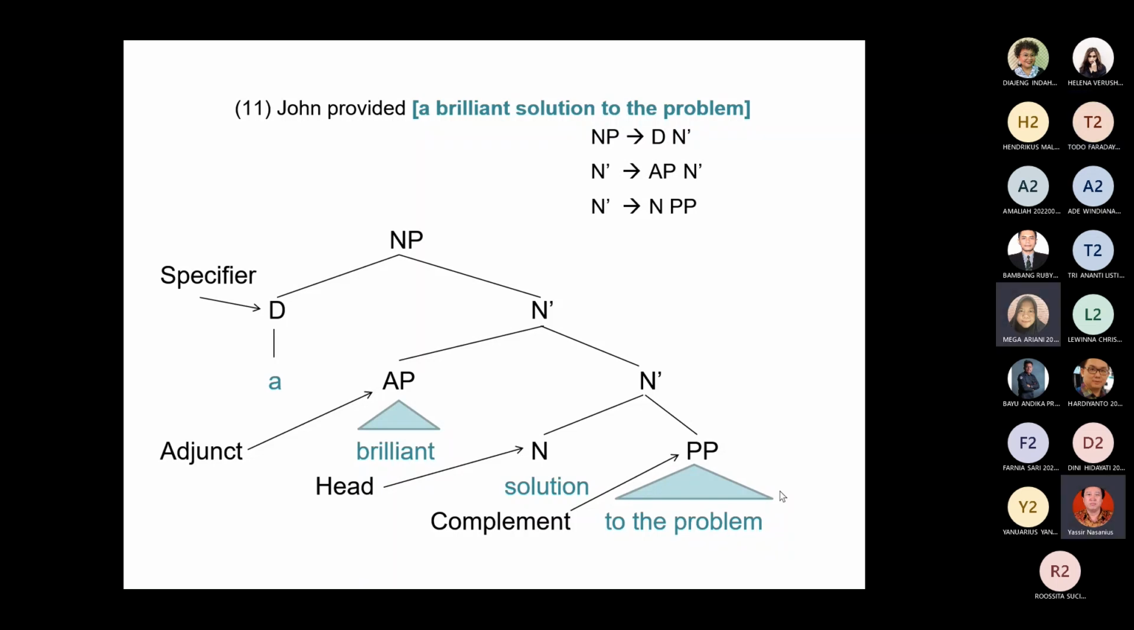So if you draw a brilliant solution to the problem by using X-bar, your tree will look like this. Why? For example, here the determiner is a specifier. It's sister to N-bar and daughter of NP. What about AP? Why is it an adjunct? Sister of N-bar and daughter of N-bar. And why is PP a complement? Daughter of N-bar and sister to N.